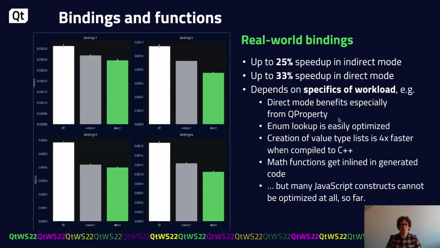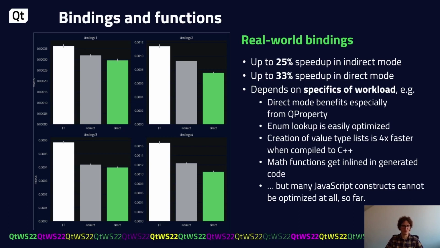So what we can see from those numbers is, in general, you can get up to 25% speed up in indirect mode and up to 33% speed up in direct mode. However, what we can also see, the exact results depend heavily on the specific workload. For example, our width and height properties there are implemented with QProperty rather than getter, setter, and notify signal, and benefit especially from direct mode.